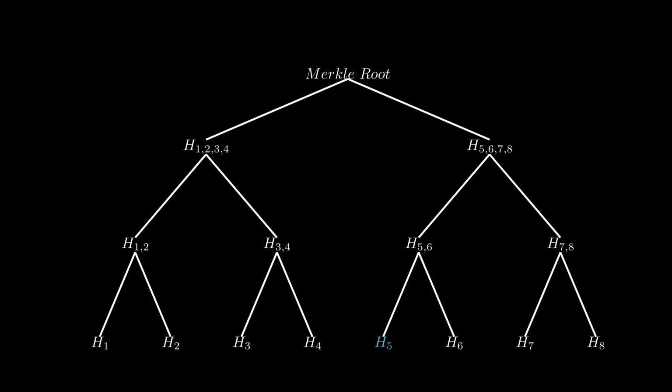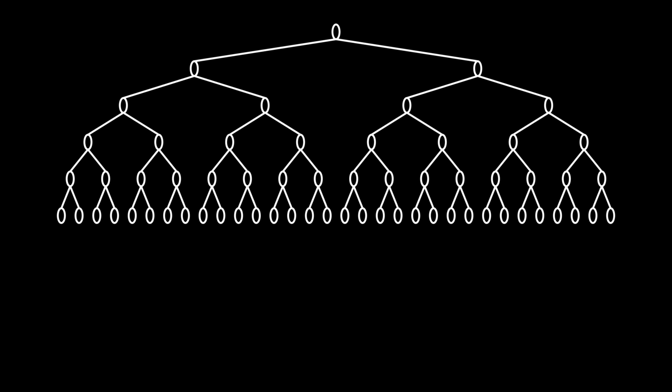To prove one transaction is included, you only need its hash plus the small set of sibling hashes along its path to the root. That might be 10 or 15 hashes instead of thousands. It's like showing just a few key puzzle pieces to prove the entire picture is correct. This is especially powerful for what are called light clients, wallets or apps that don't store the full blockchain, but still want to verify transactions securely.